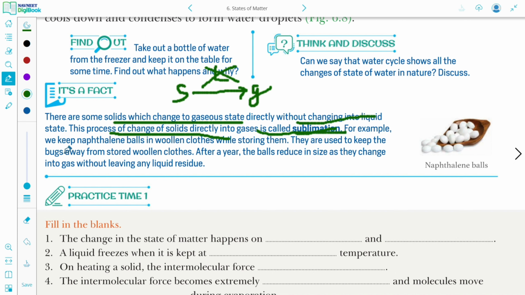For example, we keep naphthalene balls in woolen clothes while storing them. They are used to keep the bugs away from stored woolen clothes. After a year, the balls reduce in size as they change into gas without leaving any liquid residue.